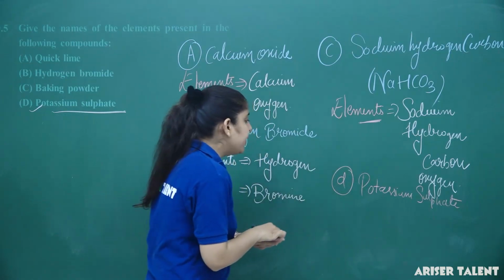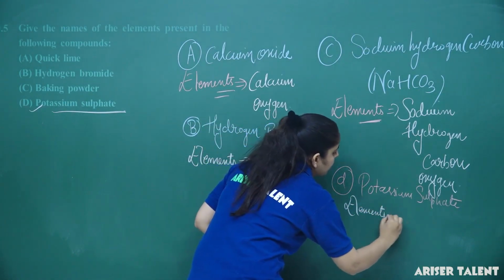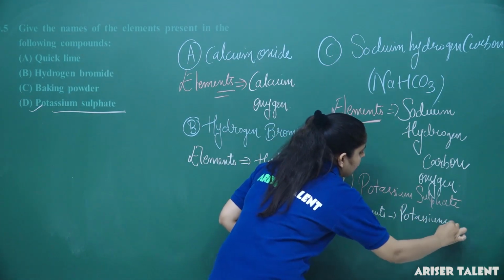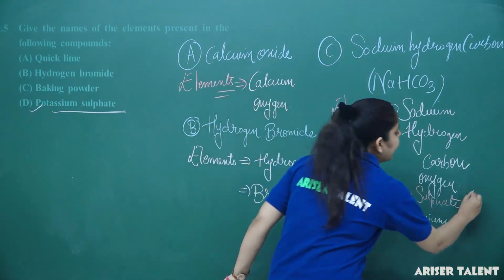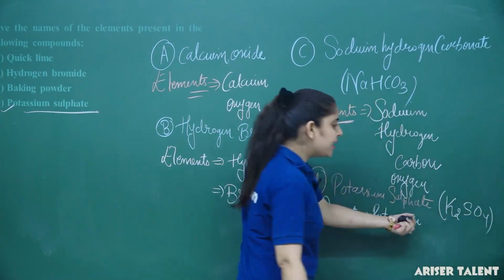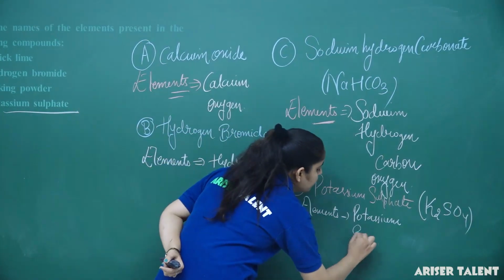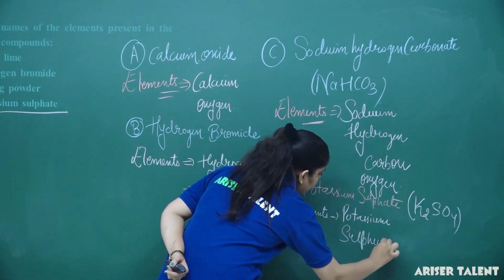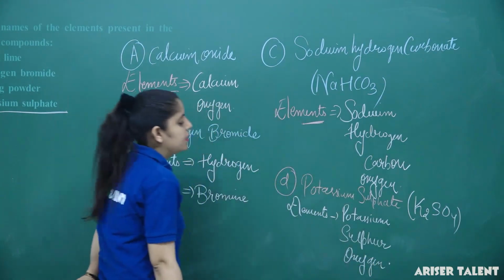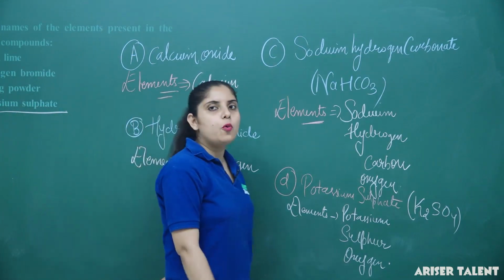In potassium sulphate, the elements present are potassium. The formula for potassium sulphate is K2SO4, and the sulphate is actually the combination of sulfur and oxygen. So the elements are potassium, sulfur and oxygen. So K2 is potassium, S is sulfur and O is oxygen.